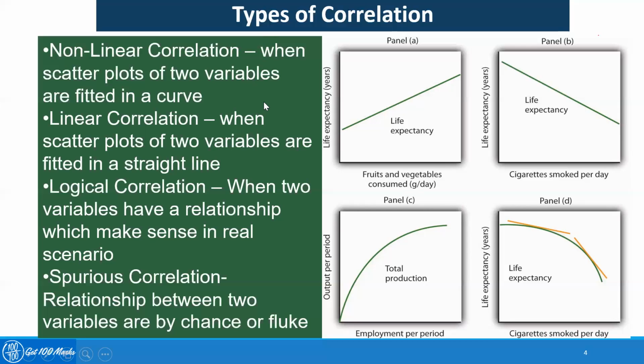Let's just have a quick recap of what I have discussed. Correlation can be positive correlation, negative correlation, or no correlation. Correlation can be illogical and spurious correlation. Correlation can be curvilinear correlation and linear correlation. Correlation can be partial and total correlation. It can be simple and multiple correlation.